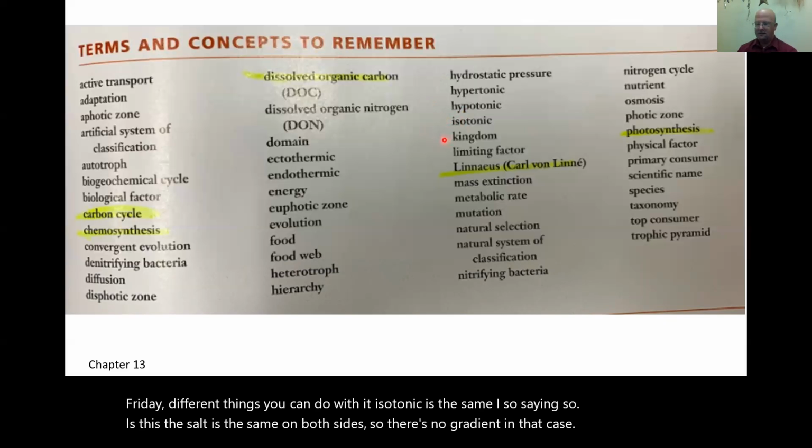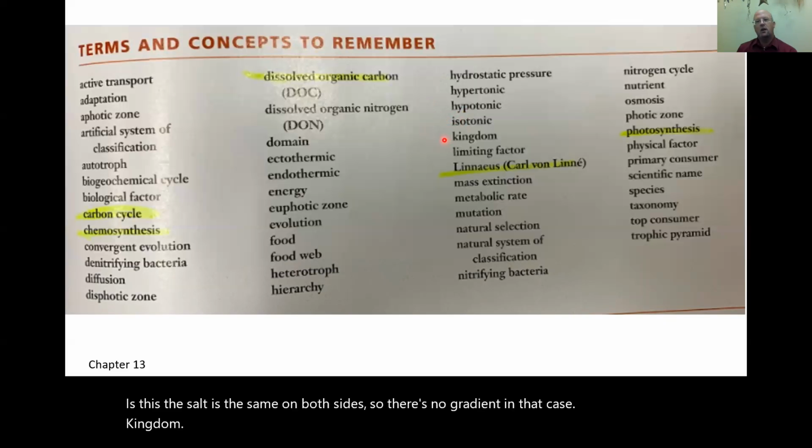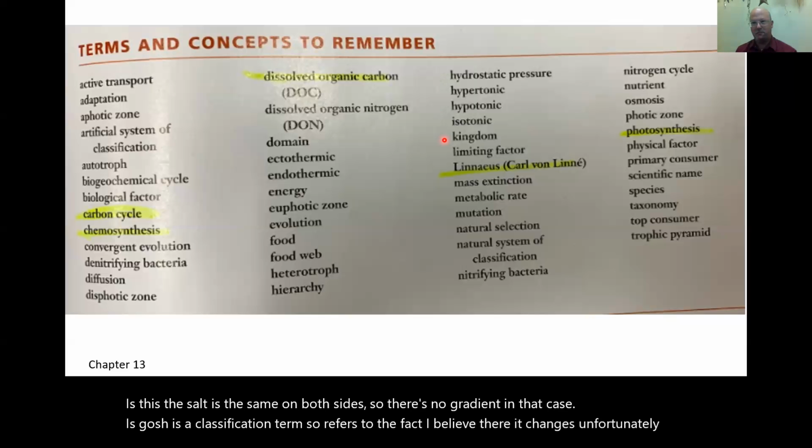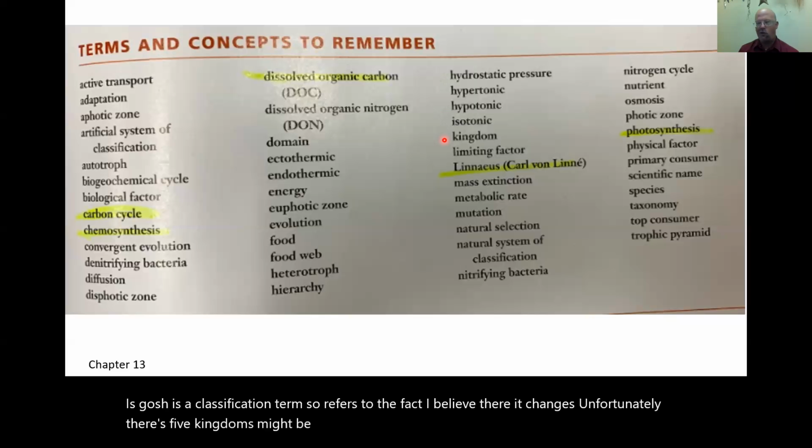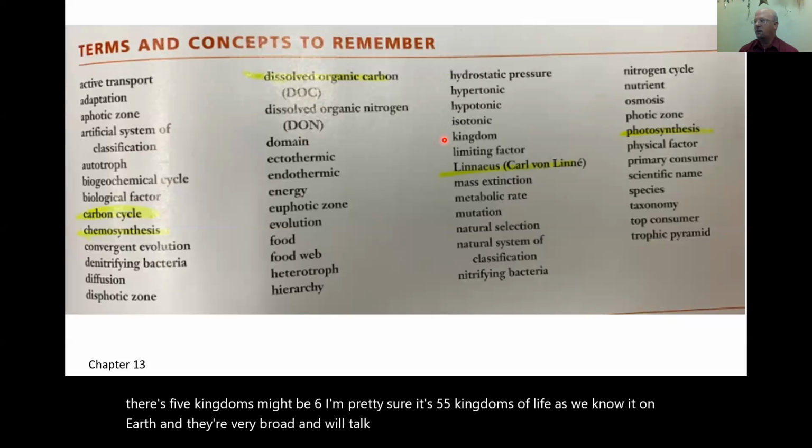Kingdom is a classification term. I believe it changes, unfortunately. I believe there's 5 kingdoms, it might be 6. I'm pretty sure it's 5. 5 kingdoms of life as we know it on Earth. And they're very broad, and we'll talk about these in class.